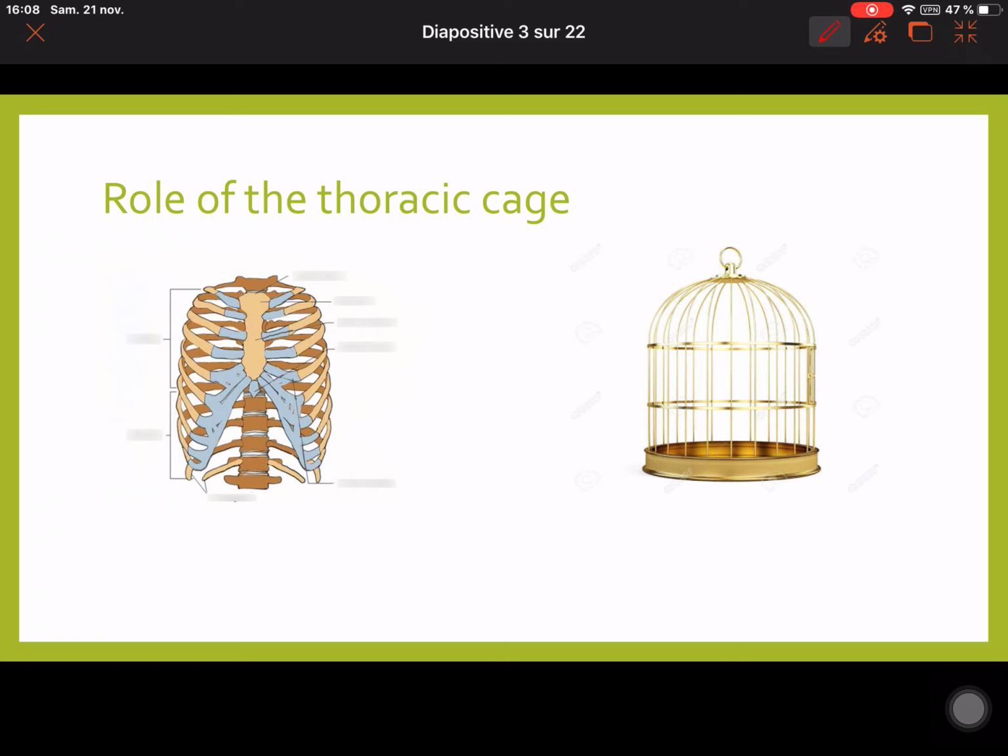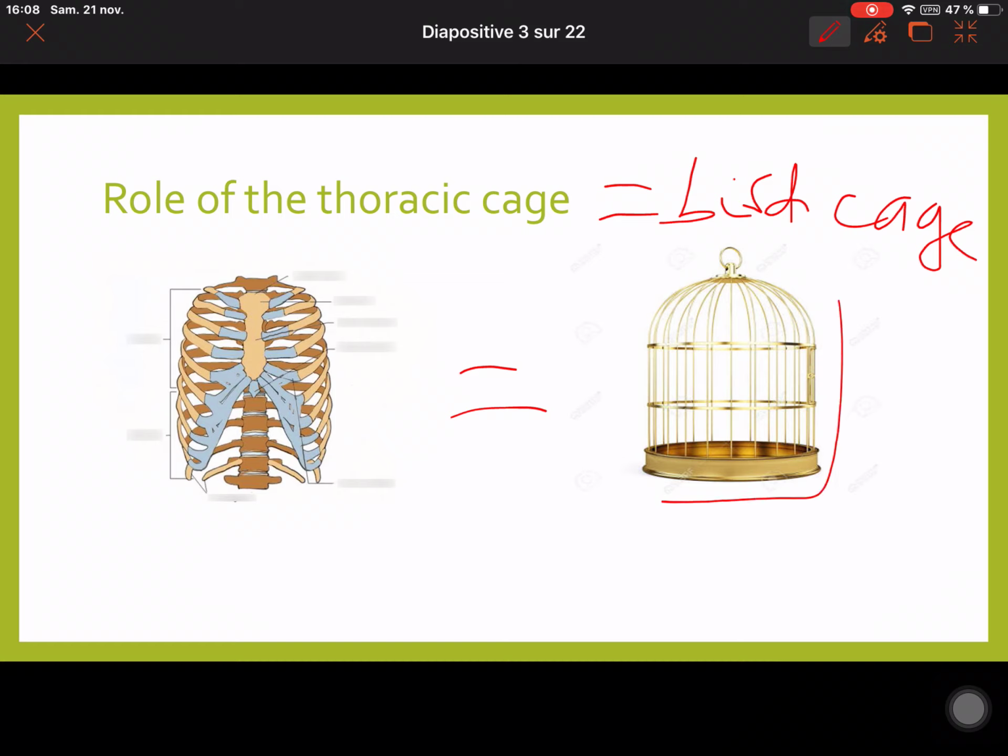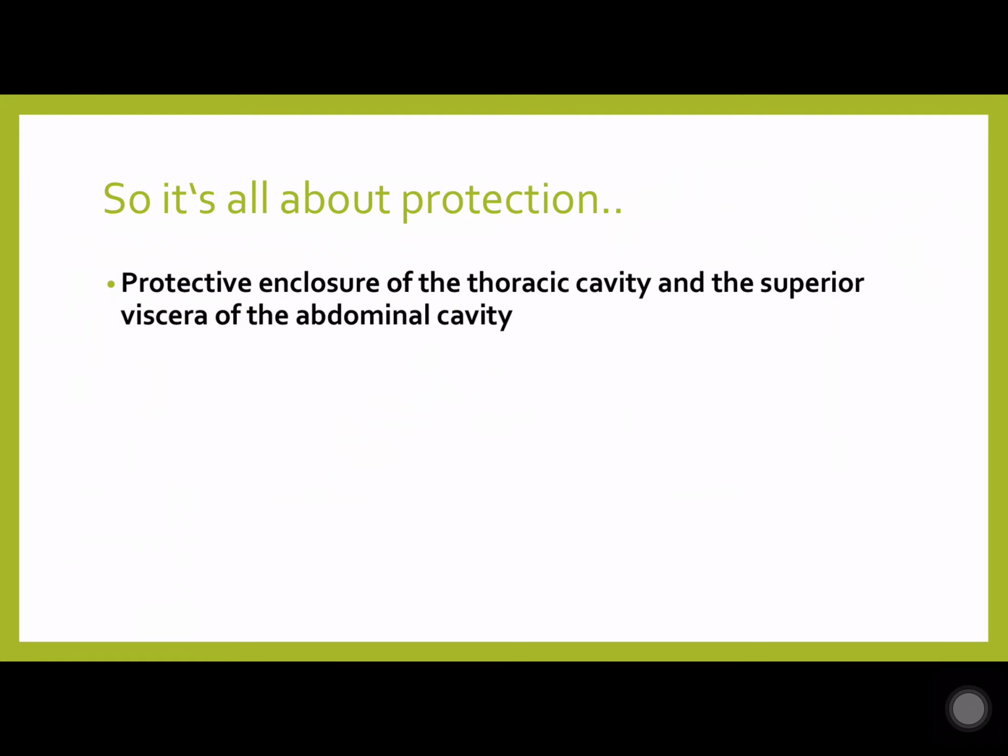As you see here, the role of the thoracic cage. The thoracic cage is like the bird cage, okay, like you see in the picture. The thoracic cage seems the bird cage. And this makes us conclude the role of the thoracic cage in terms of protection. Like the bird cage protects the birds, the thoracic cage protects our thoracic viscera and organs, and so it's all about protection. We said in the last videos that the skeletal system is about the protection of our internal organs.